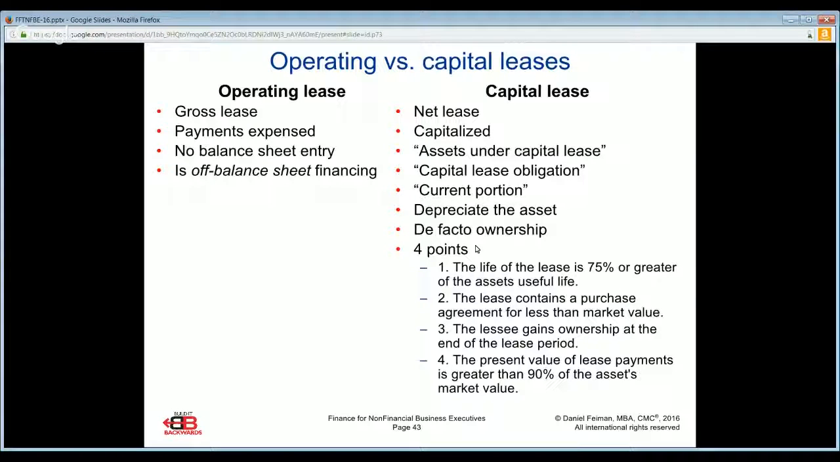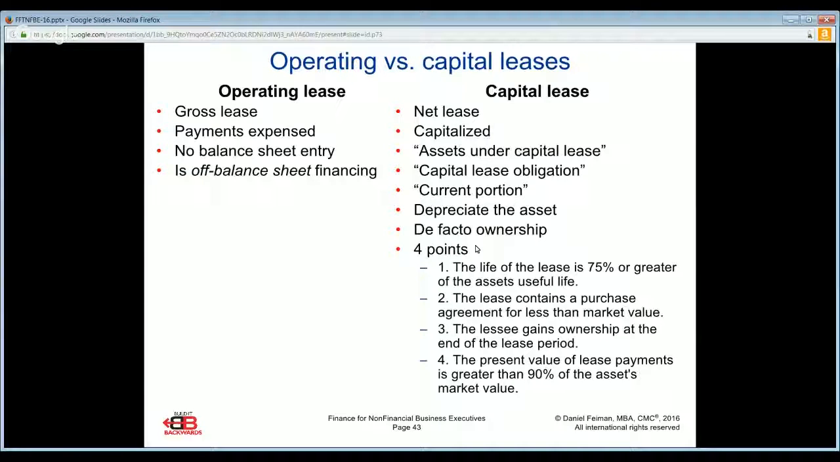So if we have to capitalize the lease, that would be the approach. So if it met the first criteria, 75% or more of the useful life, it has to be capitalized. If the lease contains a purchase agreement for what's referred to as less than market value at the end, we're leasing a building for $10 million. At the end of the lease, we can buy the building for $100. 100 is such a small number. It very obviously is much, much less than what the building would be worth in the marketplace. That would be criteria number 2.